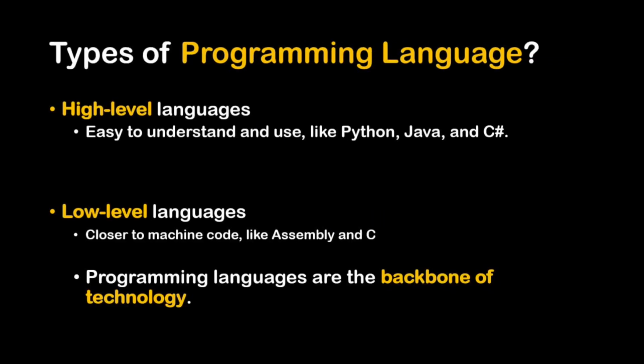Programming languages are of different types: high-level languages, easy to understand and use, like Python, Java, and C#. Low-level languages, closer to machine code, like C. High-level languages allow developers to write code faster and with fewer errors.